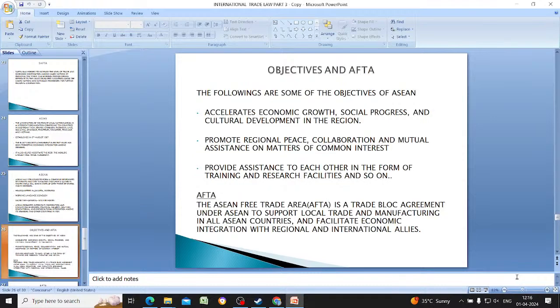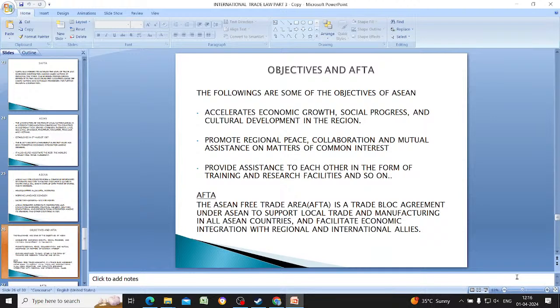Then, what are the objectives of ASEAN and what is called the outcome? Okay. So, the following are some of the objectives of ASEAN, that is to accelerate economic growth. Likewise, every organization and every entity has a primary objective, like to promote economic growth, then social progress and cultural development in the region. So, it has been formed in order to promote what? Economic growth, then social progress and cultural development in the region.